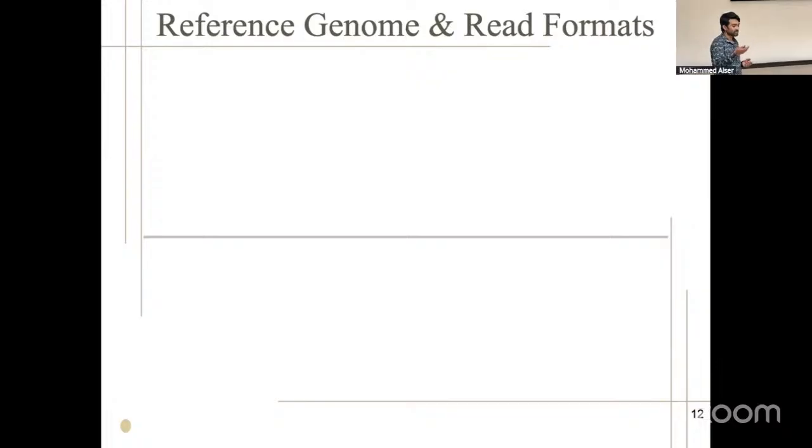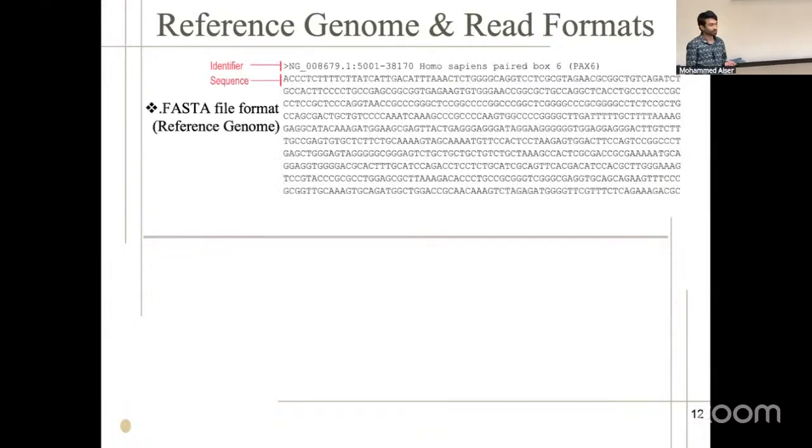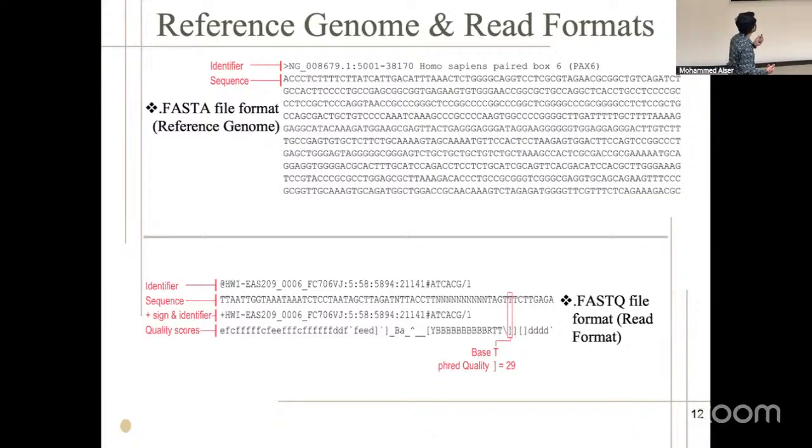From the sequencing machine, what do you get? We get the raw data, right? So you may ask what will be the format of these files? What would be the output of the sequencing machine? We have shown a reference file of the reference genome. There will be two types of file: the reference genome file and the read file.